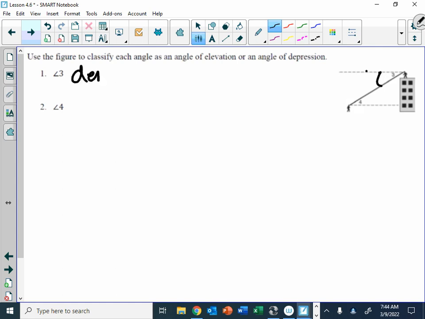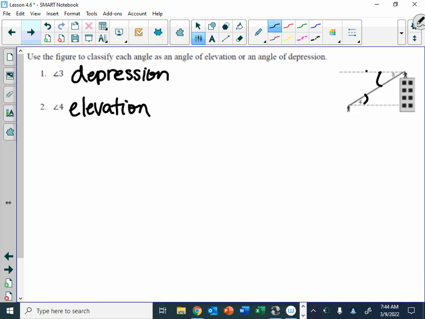So what does that make angle 4 then? Elevation. Okay, that's above the line of sight. So angle 4 is elevation. Just think about it. Elevation usually means you're increasing in height, right? So think about it that way. If you're looking up, it's an angle of elevation. If you're looking down, it's an angle of depression. Okay?